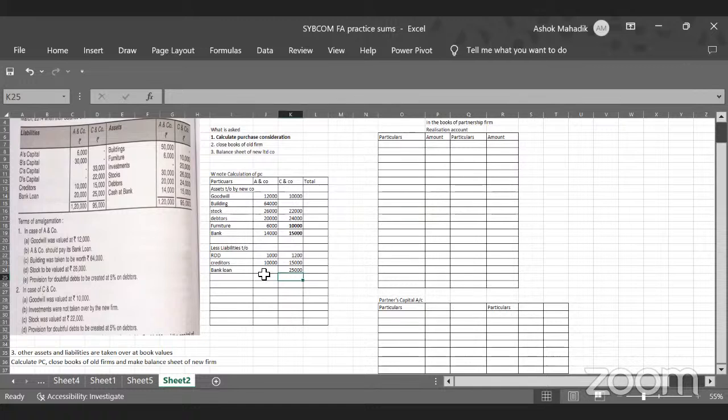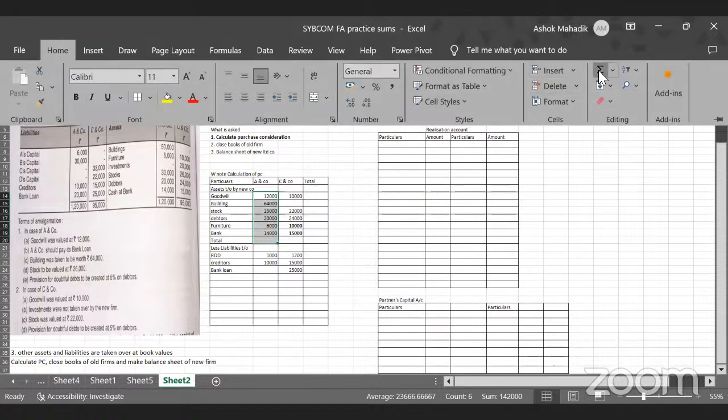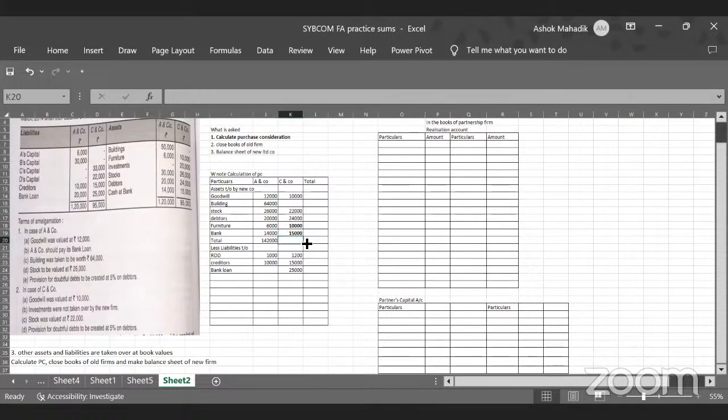Now we'll add all the assets and subtract liabilities from them. So we will get the net amount as PC. The total summation is $142,000. Same formula for P and company.